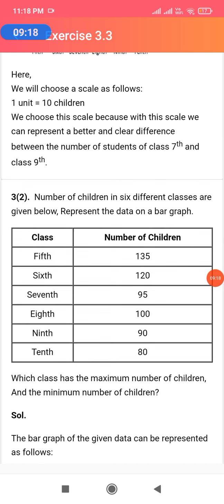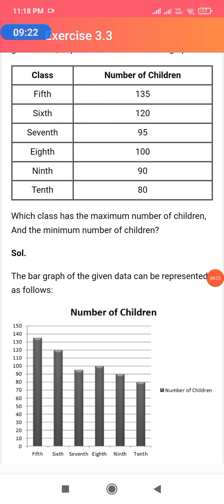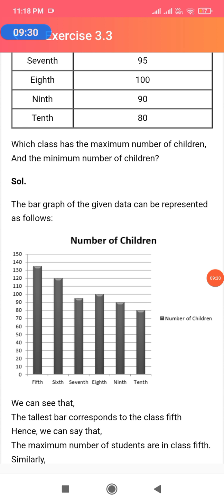Okay. Next question, again a graphical representation. It is given and the question is asked, which class has maximum number of children and minimum number of children? So looking at the graph you can answer: maximum number of children is there in class 5 and minimum number of children is there in class 10. Okay, next.